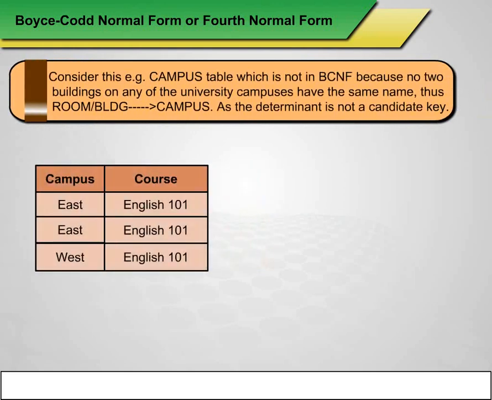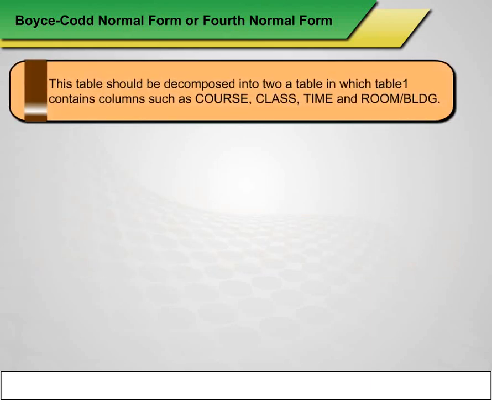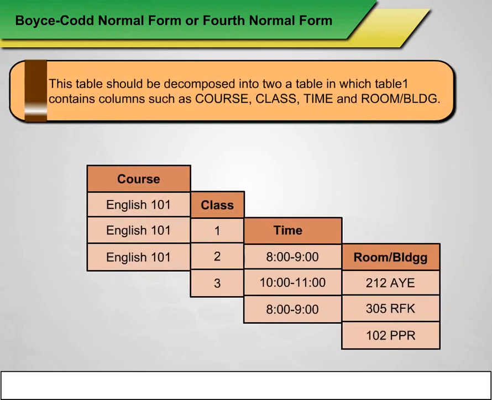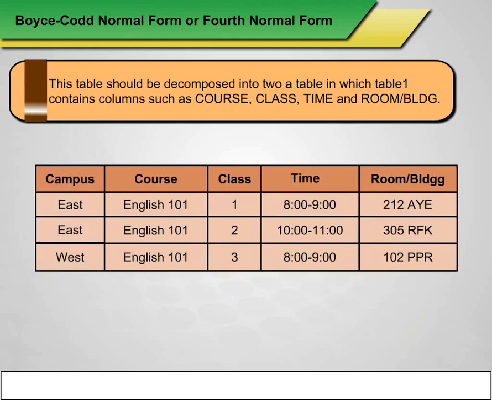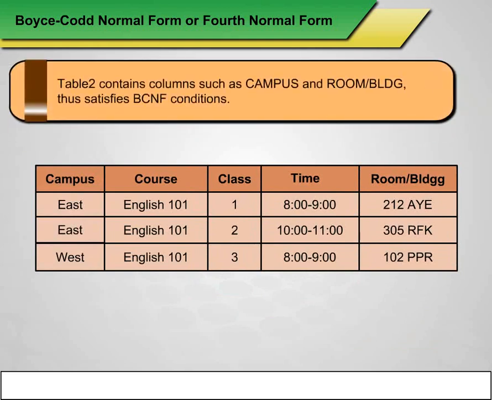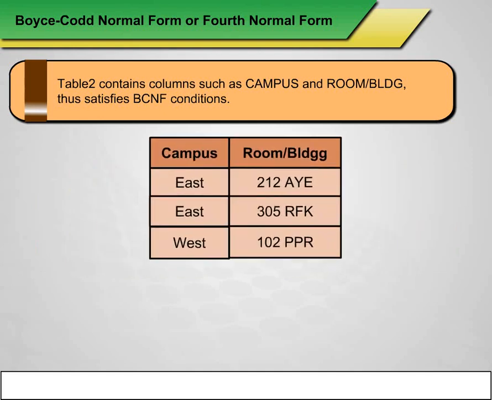Consider this example. The campus table is not in BCNF because no 2 buildings on any of the university campuses have the same name. Thus, room or building to campus, as the determinant, is not a candidate key. This table should be decomposed into 2. Table 1 contains columns such as course, class, time and room or building. Table 2 contains columns such as campus and room or building, and thus satisfies BCNF conditions.